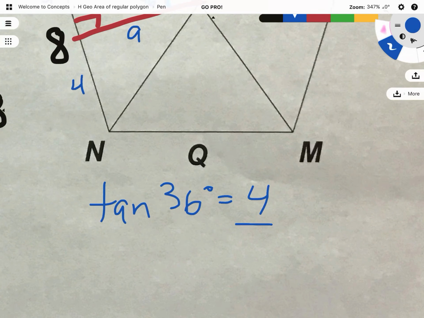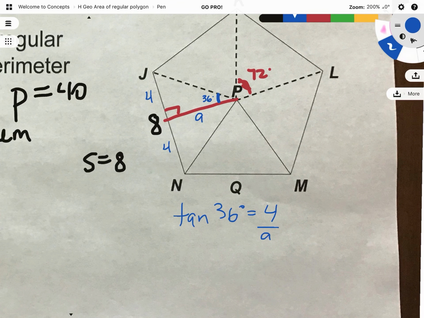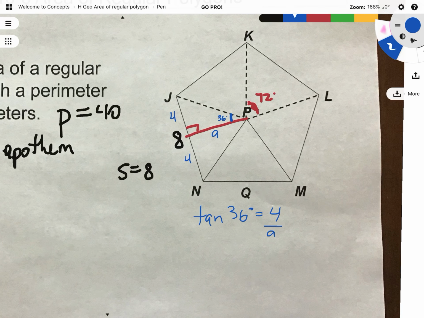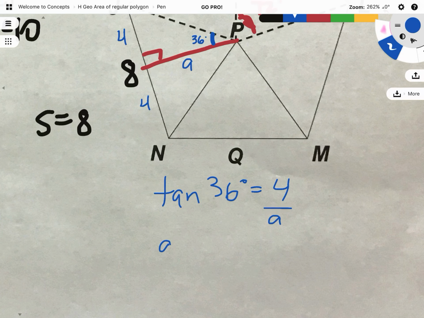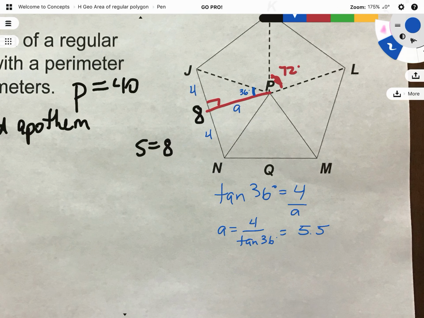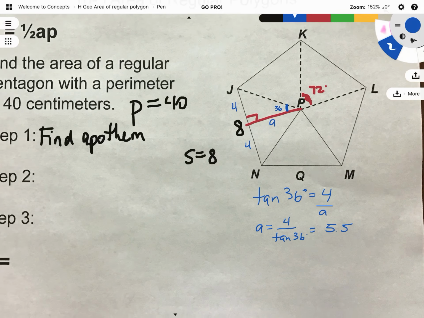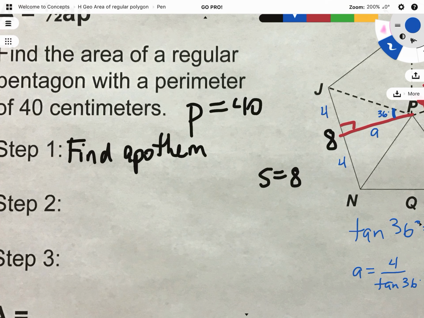Let me write that a little neater. And then we can solve for A. So A is equal to 4 over the tangent of 36 degrees. And that comes out to roughly 5.5. So check with your calculator to make sure you get that same thing. So now we found the apothem. So A is equal to 5.5.